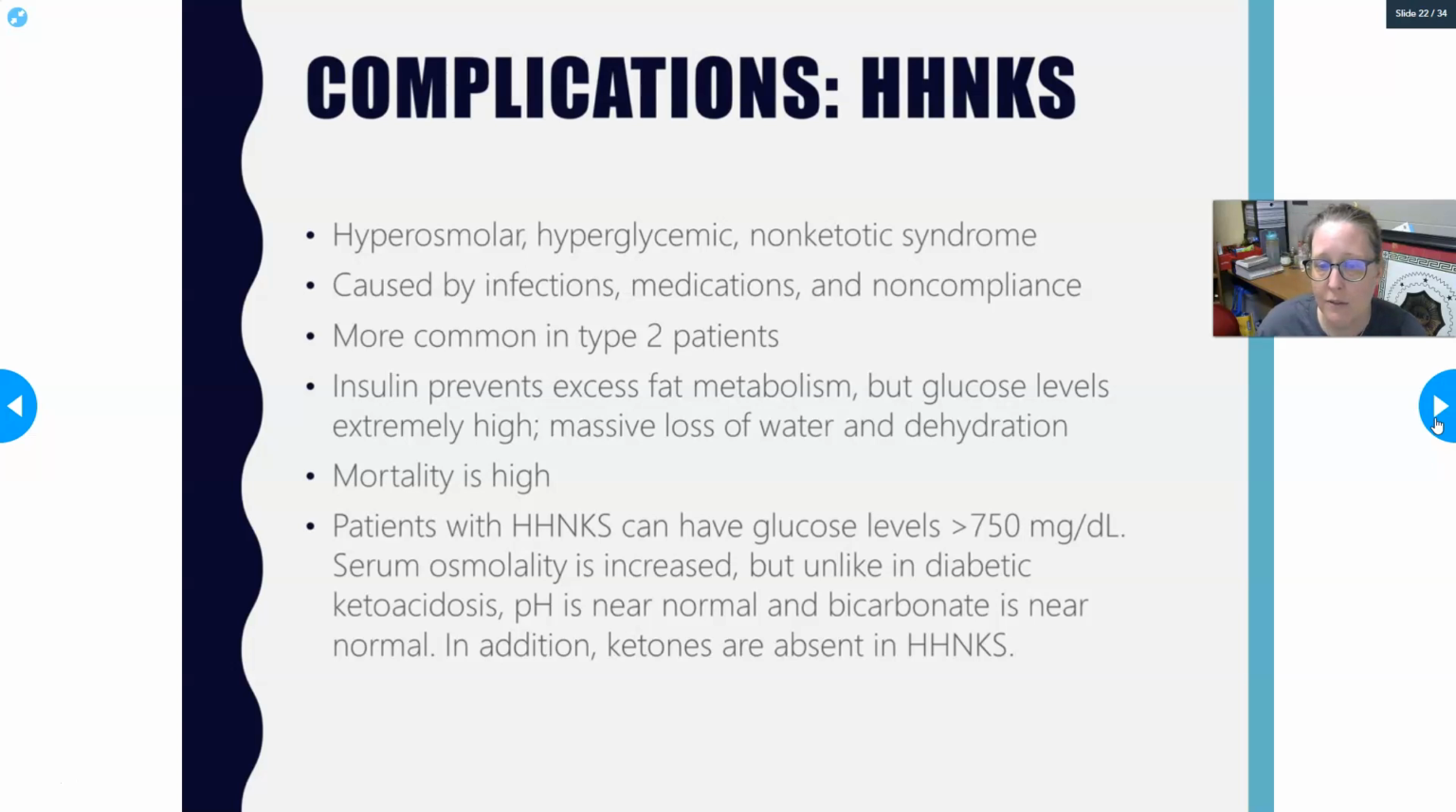They can have glucose levels above 750. The serum osmolality is going to be increased, but unlike diabetic ketoacidosis, the pH is normal, the bicarb is normal, there's no ketones, and that's why it's a nonketotic syndrome. So there's no acidosis, no ketones, but there's just a severe dehydration that is life-threatening.